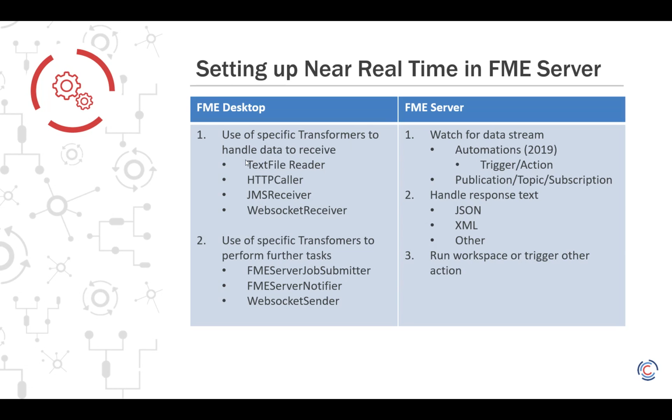On the FME Server side, the first thing to do is to watch for the data stream. If you're using FME Server 2019, go through the automations using the triggers and actions to watch for the stream. Here the stream refers to WebSockets, but it could be something else. If you're not on 2019, you'll be using the publication, topic, and subscription method. The response text will have to go through FME Server first, so make sure to know if it's JSON, XML, or another format. Then it will be sent to the workspace for processing. So in the third part, you run the workspace or trigger another action.